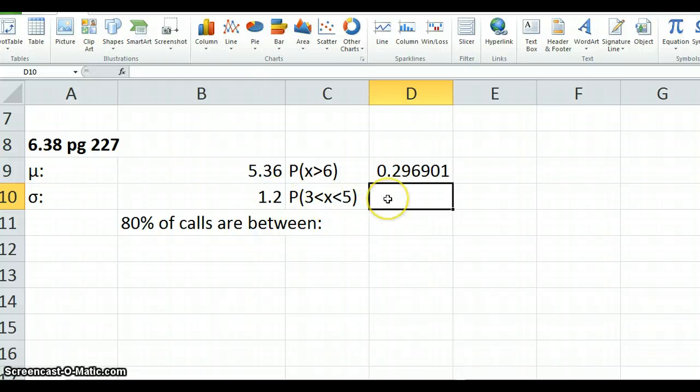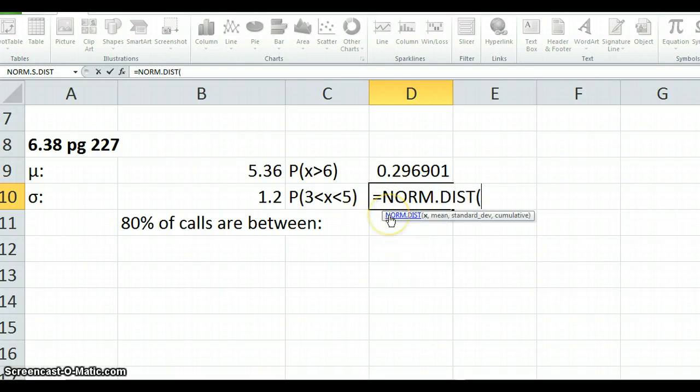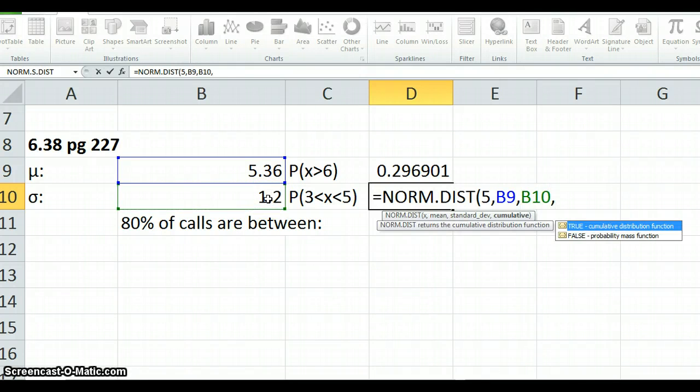And now for part B, what's the probability that a call will be between 3 and 5 minutes long? Well, just like we did in part B in the problem above, we need to figure out the probability that's going to be less than 5 first, and then subtract off the probability it's going to be less than 3. That's going to be the probability that will be between these two numbers. So same drill, equals NORM.DIST. And we're going to start with 5 because we want our right bound. And our mean is still 5.36. Our standard deviation is still 1.2. And still, as always, we want true for cumulative.